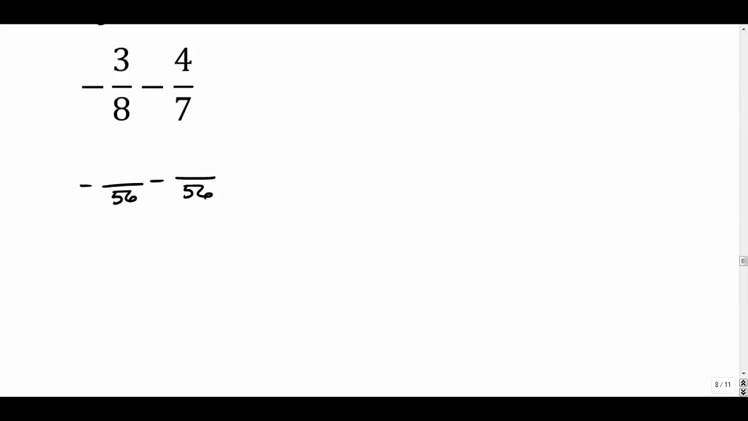In order to change 8 to 56, I multiplied it by 7, so do that to the top as well. 3 times 7 is 21. In order to get 7 to look like 56, I multiplied it by 8, so multiply the top by 8 as well. That's 32. Now we have common denominators, so let's keep them that way. 21 minus 32 is -53.